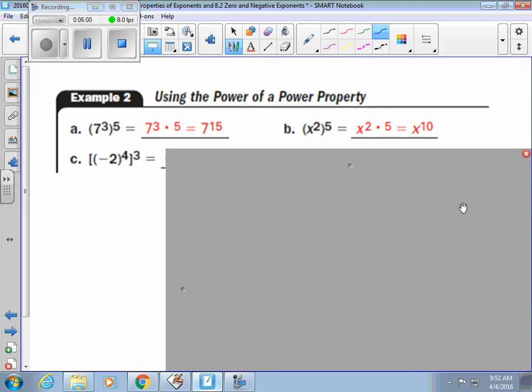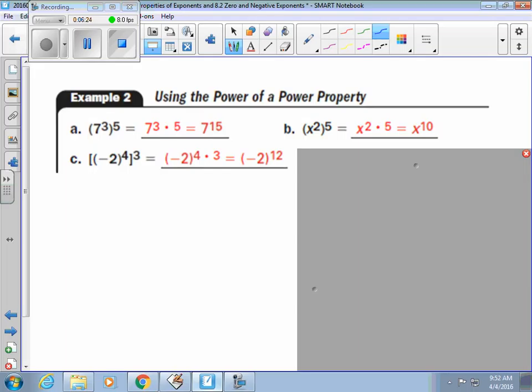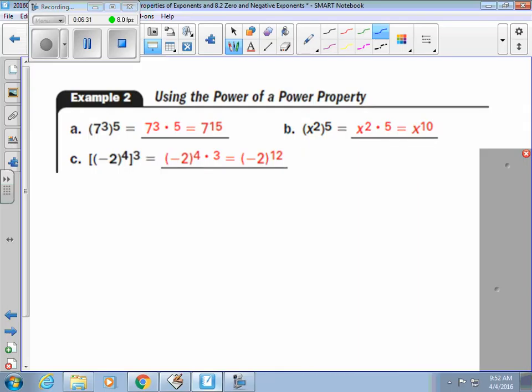The next one says negative 2 to the 4th to the 3rd. Okay, it's a negative, and it's being raised to the 4th and then to the 3rd. So negative 2 to the 4th power to the 3rd power is negative 2 to the 4 times 3, which is negative 2 to the 12th power. Again, very simple. It's not tricky stuff right here. Negative 2 to the 12th.